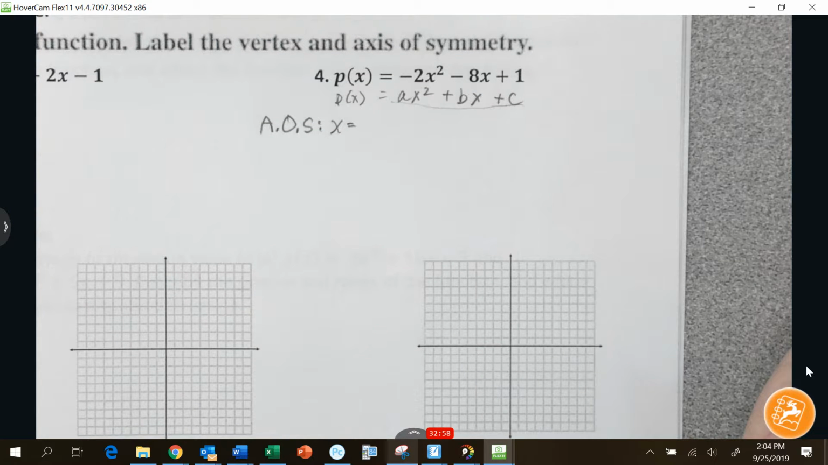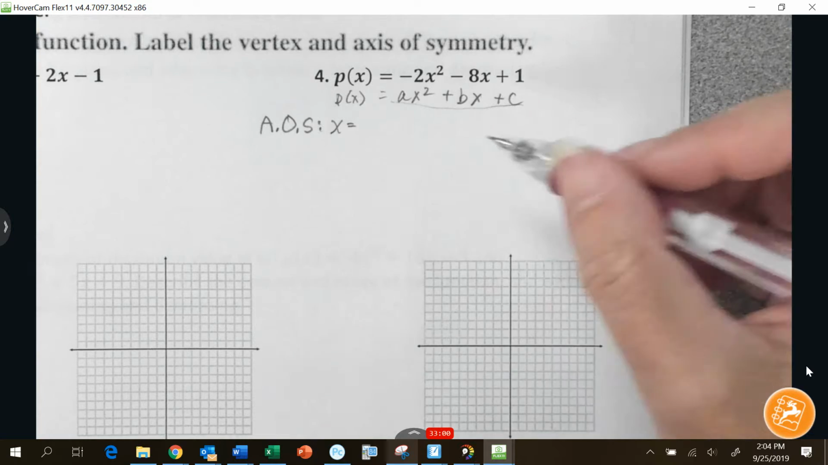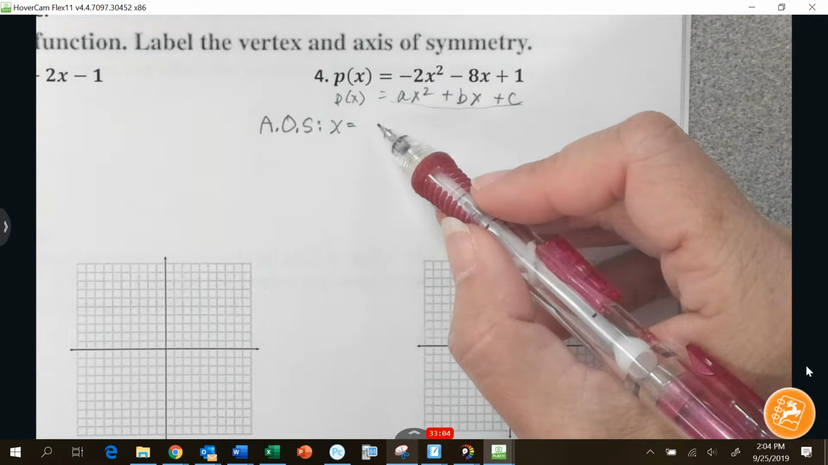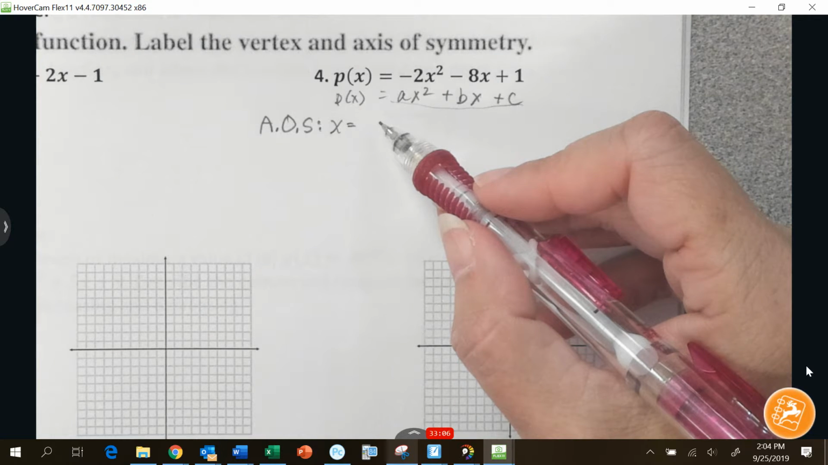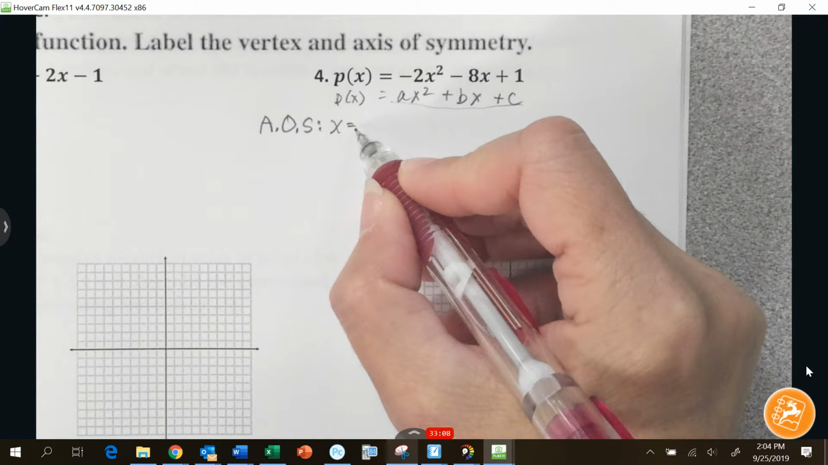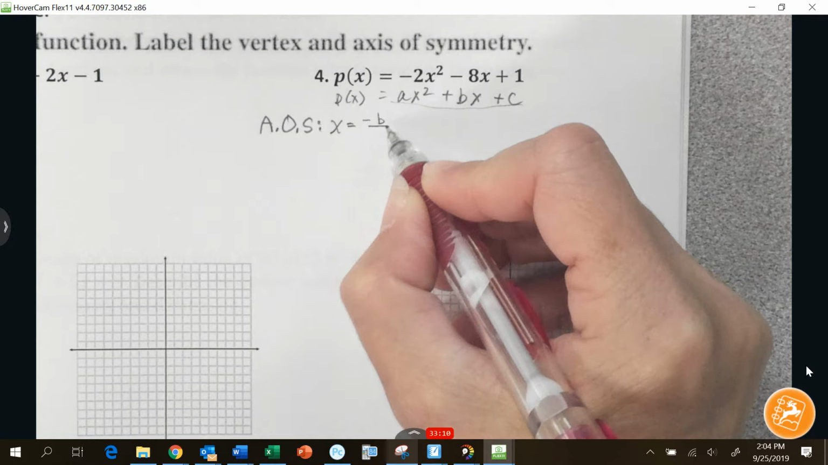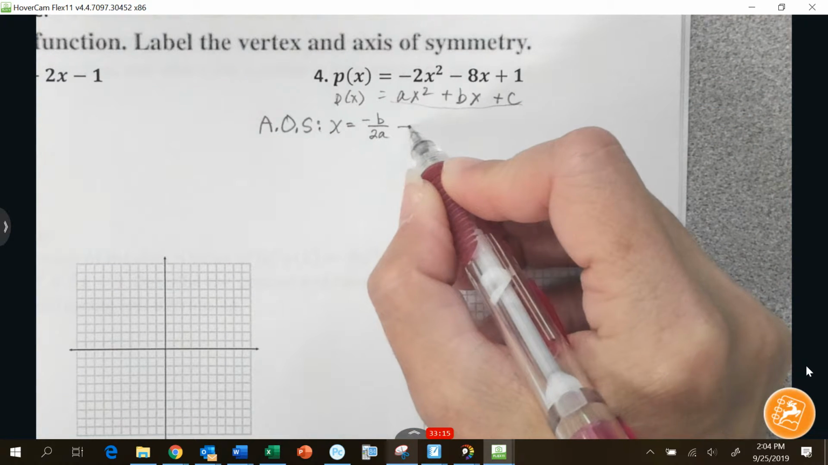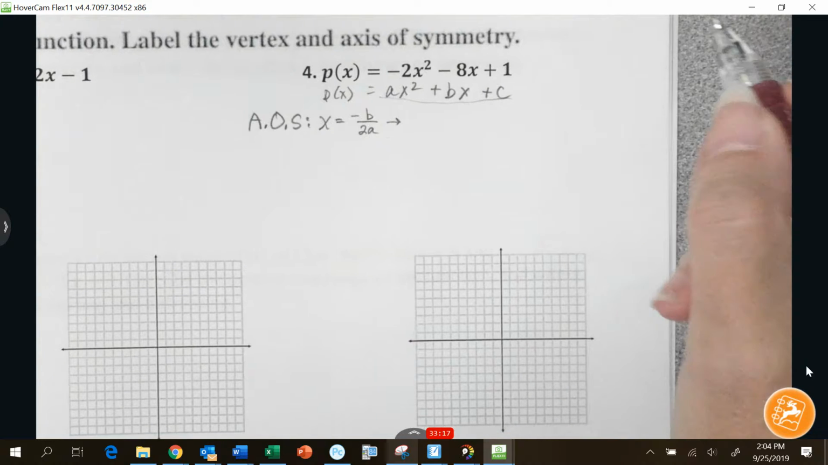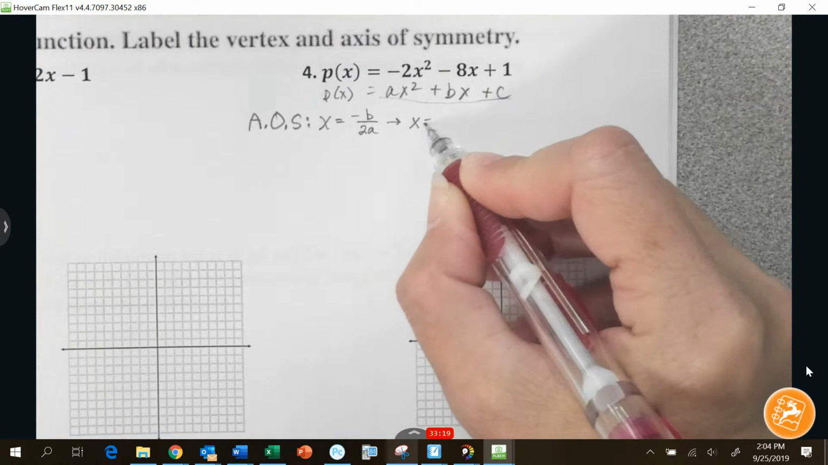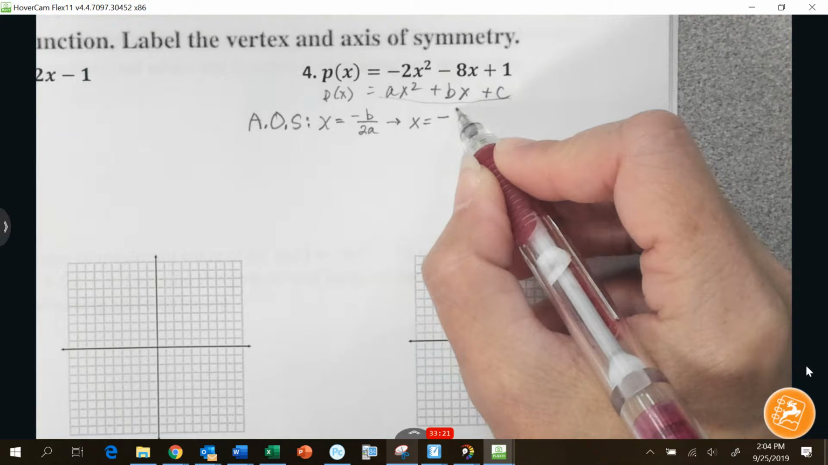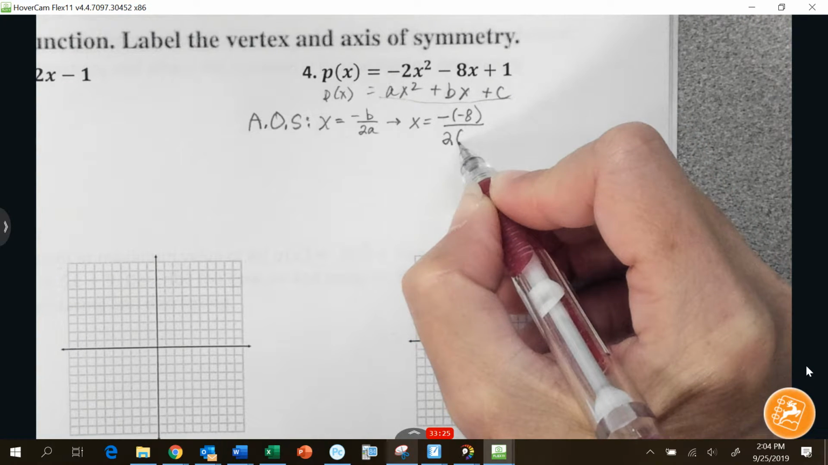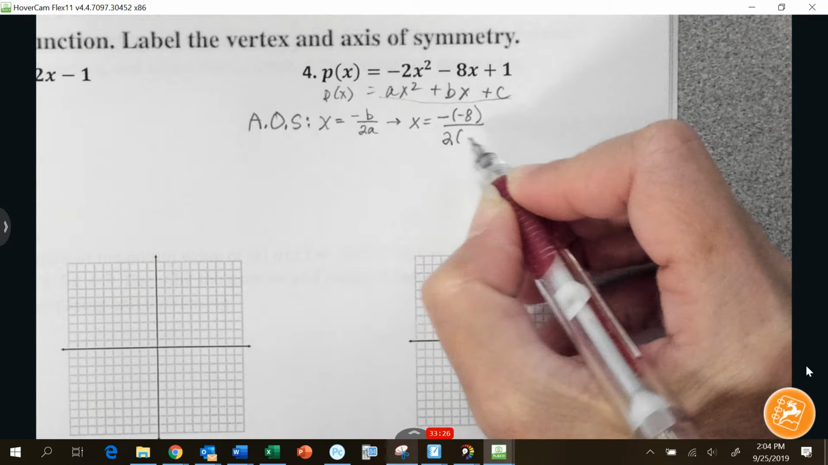Oh, sorry. Okay, so then we do the axis of symmetry, and I'm going to write down the formula every time I do it so that I can memorize it. X equals negative b divided by 2a. So now we're going to plug that in. X equals, we'll do negative, and then yes, I'll have a negative 8 over 2 times a is negative 2.